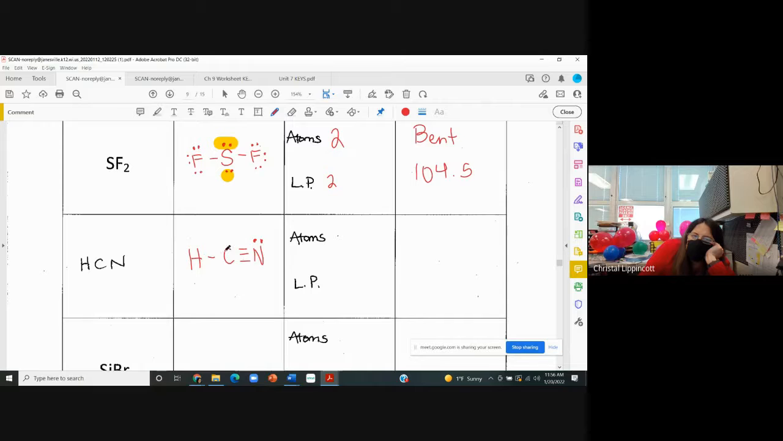So, how many atoms are bonded onto my central atom? How many do I have bonded onto my central atom? 2. Does my central atom have any lone pairs of electrons? No. So look back at your chart. What is this guy called? Linear. And his bond angle is 180 degrees.